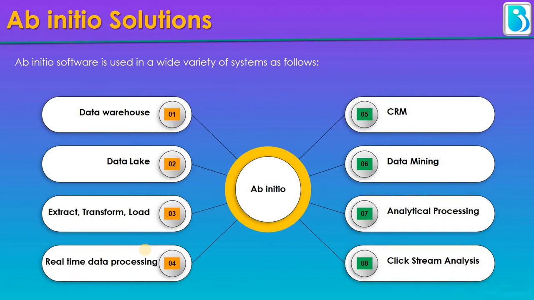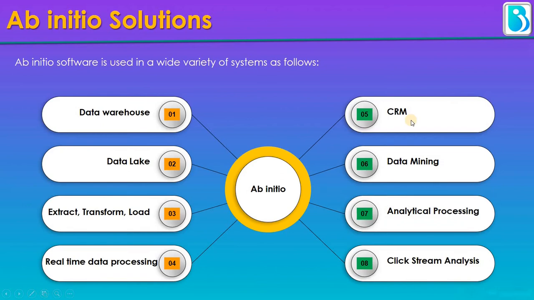By using Ab Initio, we can achieve multiple solutions. We can use Ab Initio in various systems. Ab Initio software is used in a wide variety of systems, some examples of which are given in this pictorial diagram. Starting with data warehouse, data lake, and ETL space, and real-time data processing, which are nothing but continuous flows, and it can be integrated with WebSphere, EMQ, JMS, and big data technologies like big data real-time queues such as Spark, etc.